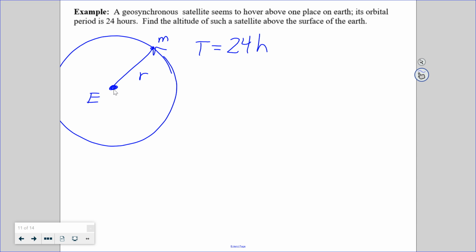Okay, so this is really cool. As the Earth rotates, there's a satellite way up there just rotating faster in a bigger orbit, and it makes it also around over 24 hours.